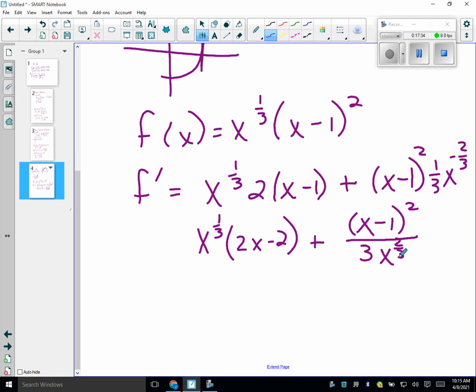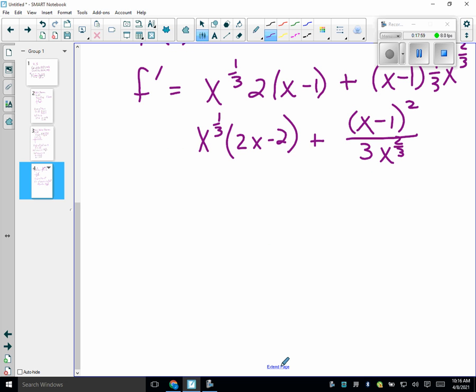Where does it not exist? When the denominator is 0. When is that? When x is 0, that's my first critical number. Make sense? Now, I said I wanted to know when it didn't exist. So my first critical number is 0. Now what do I want to do? Now when the derivative is what? Equal to 0. So I let this equal 0.